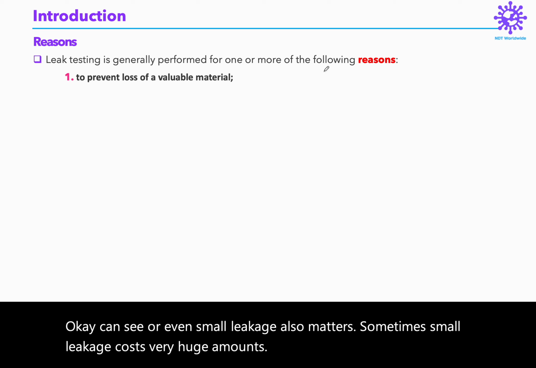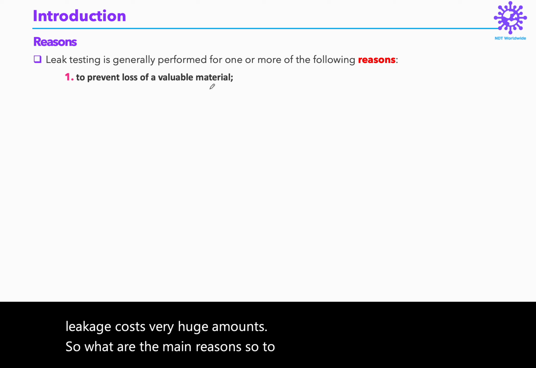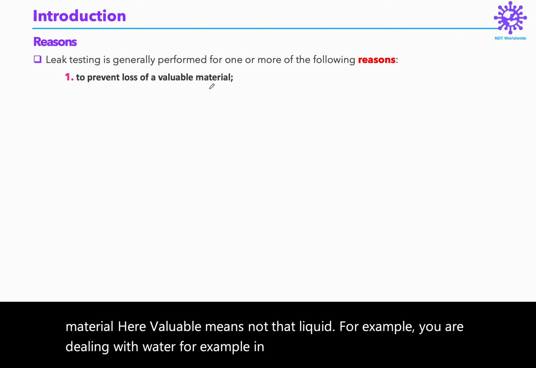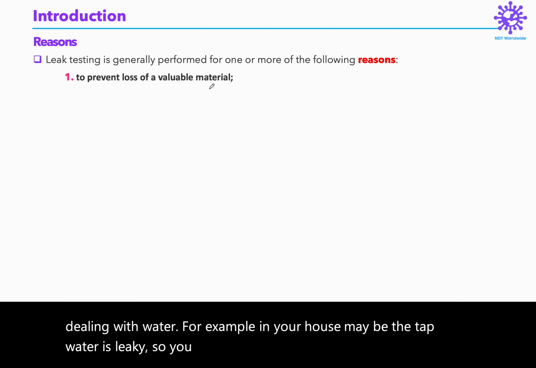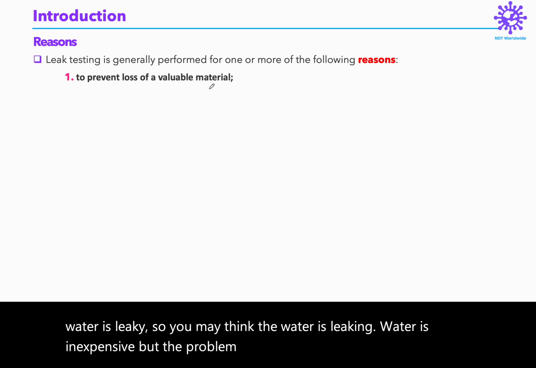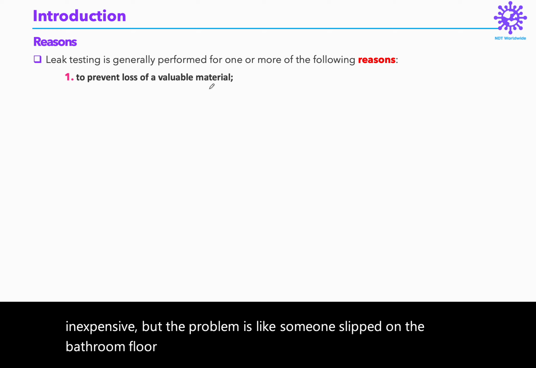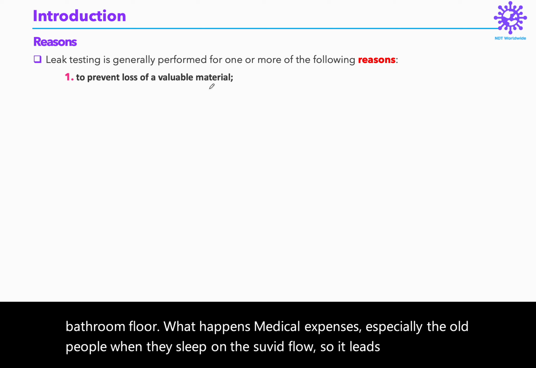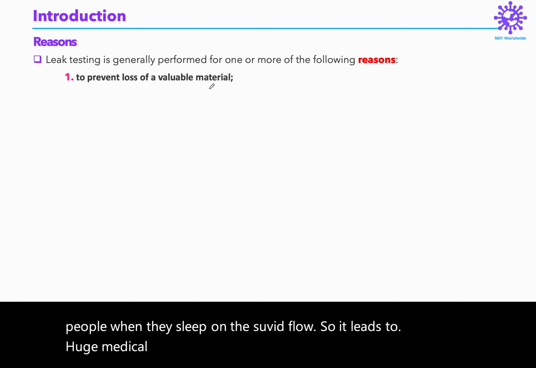So what are the main reasons? First, to prevent loss of valuable material. Here valuable doesn't mean the liquid itself. For example, you are dealing with water. In your house, maybe the tap water is leaking. You may think water is inexpensive. But the problem is if someone slips on the bathroom floor, what happens? Medical expenses, especially for old people who fall on a wet floor, leading to huge medical bills and sometimes fatalities also.